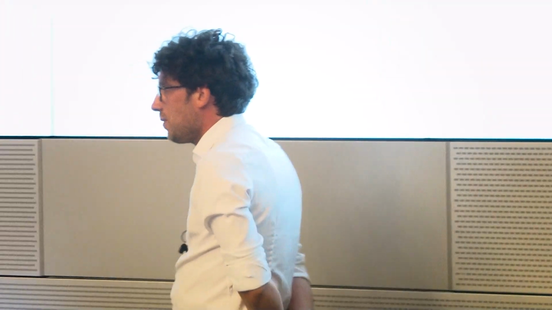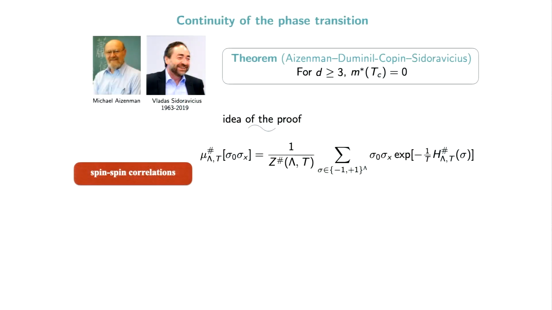So that's what we did here. And in order to give you an idea of the proof, I want to tell you a little bit about a new player in the game, which is called the spin-spin correlations. The spin-spin correlation is just a measurement of how things align, like how much spins are correlated at large distances. It's just the average of sigma 0, sigma x.